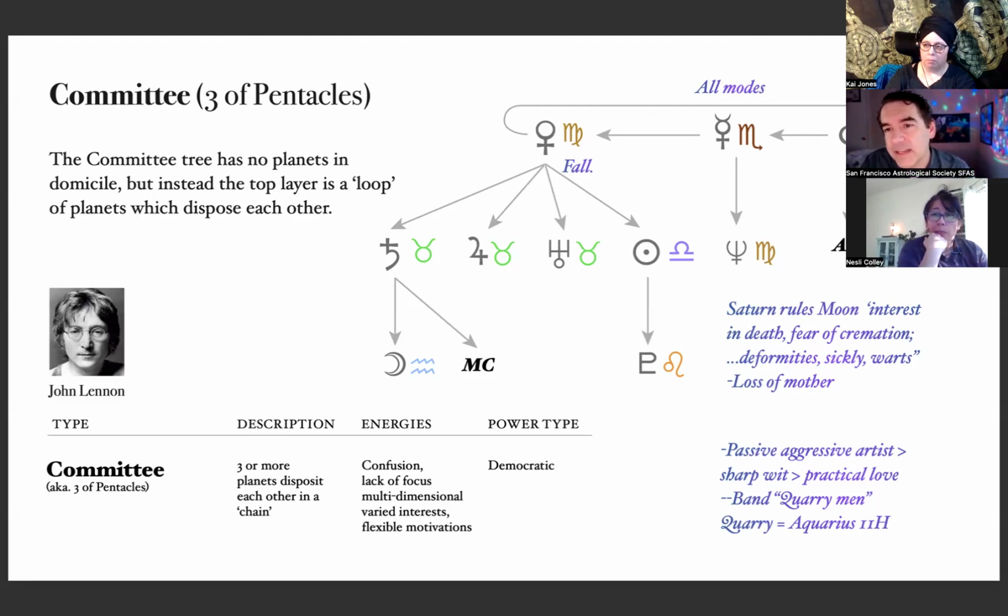And what I should explain, these little arrows mean the Mars is in Libra. So it disposits Mercury, which is in Scorpio, which is Mars's sign. The Mercury is dispositing the Venus, which is in Virgo, Mercury's sign. And the Venus, we go back and make this loop. Venus is dispositing the Mars.